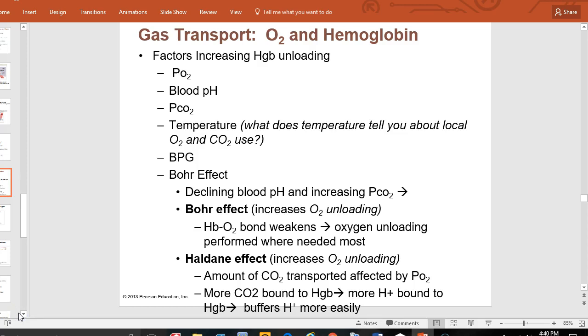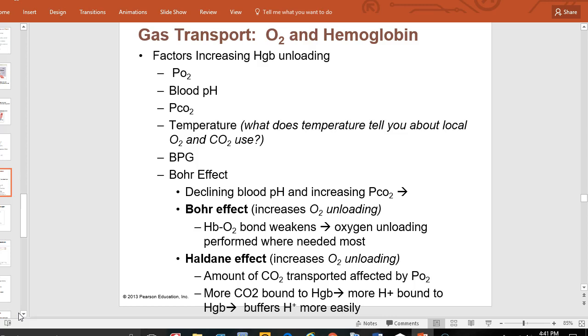So as the partial pressure, that's the PO2, of oxygen in a particular area goes down, you will unload or give up more oxygen to those tissues, because that says that they're actually using oxygen. As blood pH goes down, you will also unload more oxygen to those tissues. The same thing is true for PCO2. As PCO2, the partial pressure of carbon dioxide, increases, you will also unload more oxygen to those tissues.